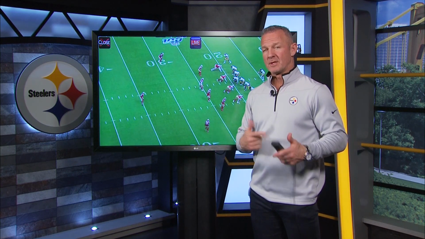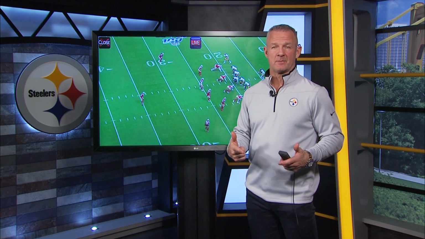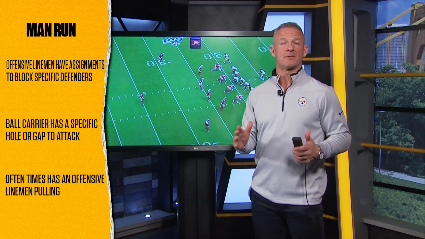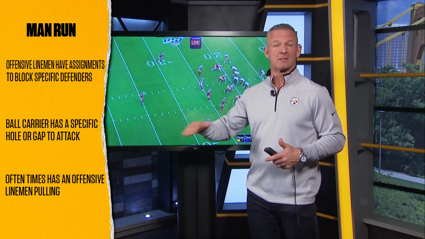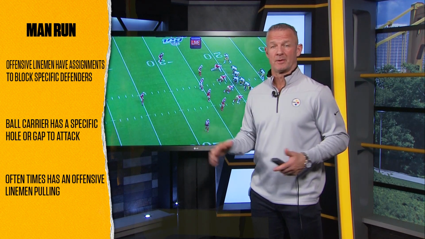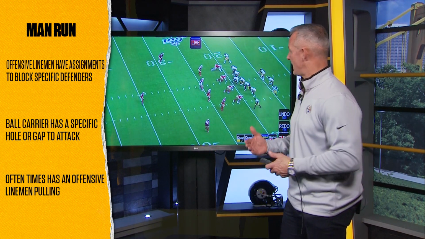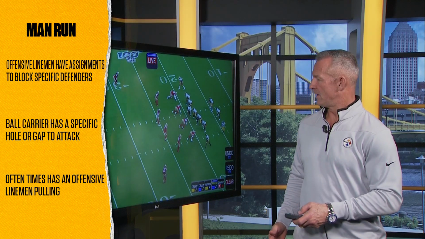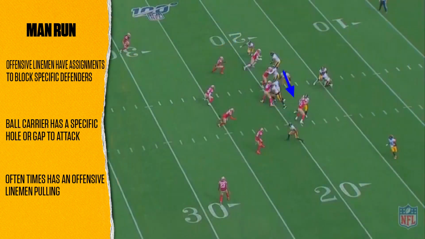So other ways to run the ball are man blocking schemes. You'll hear a counter, and a counter is a man blocking scheme, and oftentimes when you hear counter, somebody is pulling. One of the offensive linemen is pulling. Here's a good example of a man blocking scheme, and I'll show you what the differences are. As you snap the ball, the first thing that your eye might recognize is that this offensive lineman is pulling. Okay, so he is now going to be specifically attacking somebody.